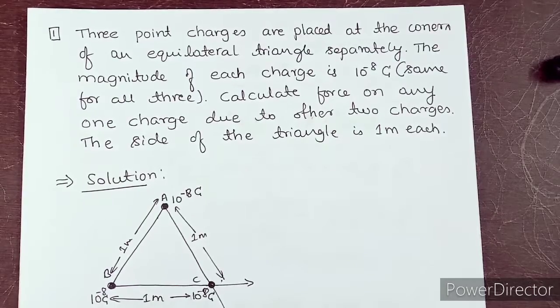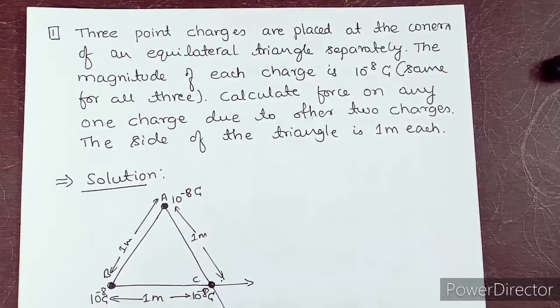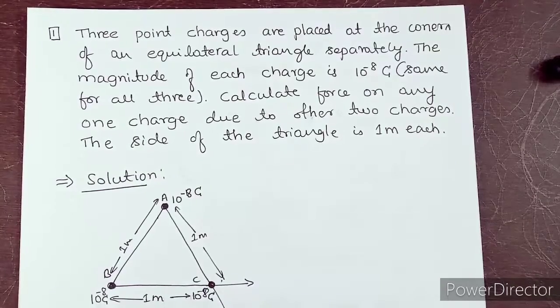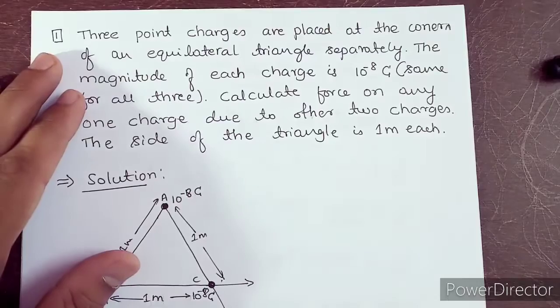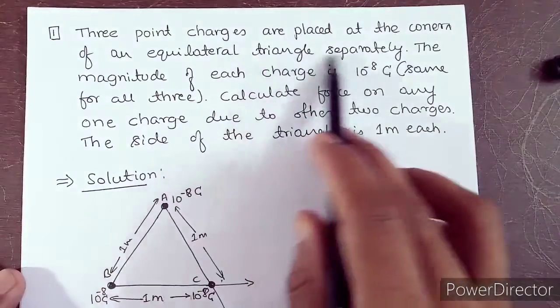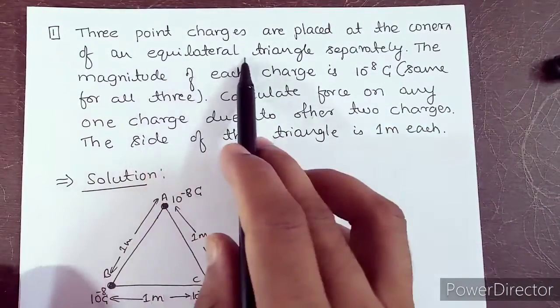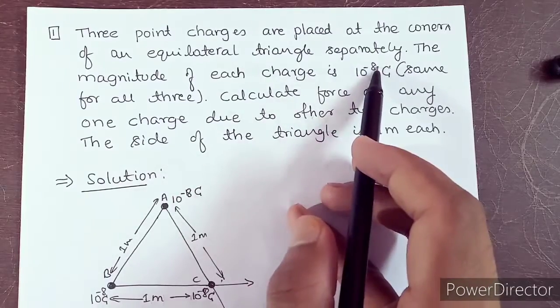The numerical problems on the Coulomb's law concept. Here we consider two or more charges distributed like at the corners of a triangle, corners of a rectangle. Okay, so the first one is: three point charges are placed at the corners of an equilateral triangle separately.